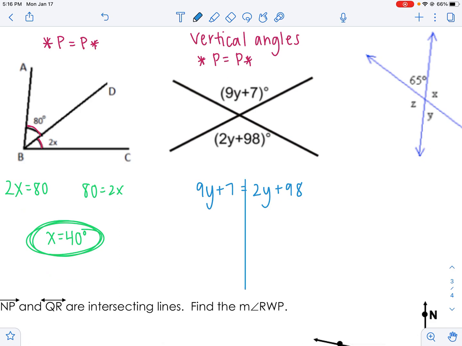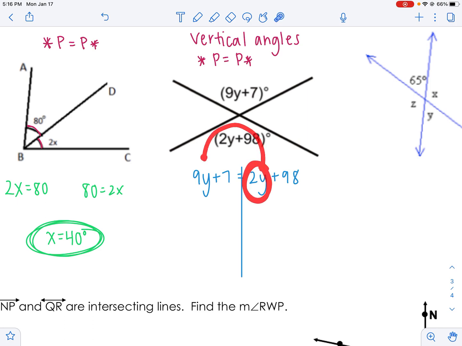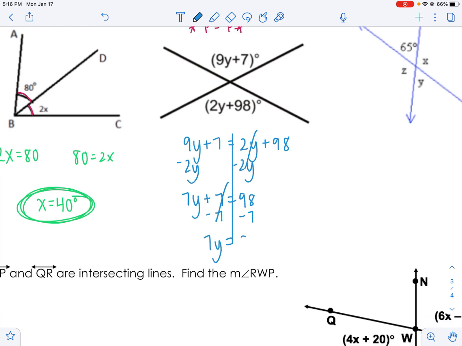Now, if you go to solve this, we're going to have variables on both sides. We want them just on one. So I'm going to try to put the letter on the left by moving that over. So I would subtract 2y from both sides. 9y minus 2y would make that 7y plus 7 equals 98. Subtract 7 from both sides. And remember, we're not going to spend a ton of time on the solving, but 7y should equal 91, my bad. And then 91 divided by 7 is 13.